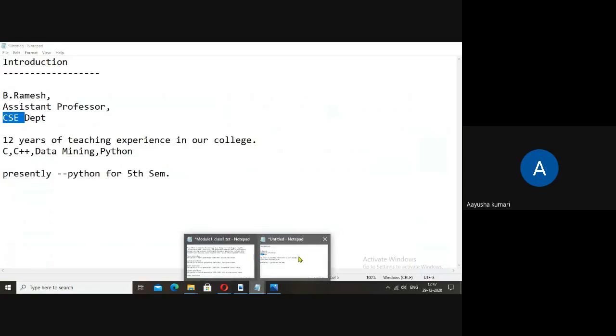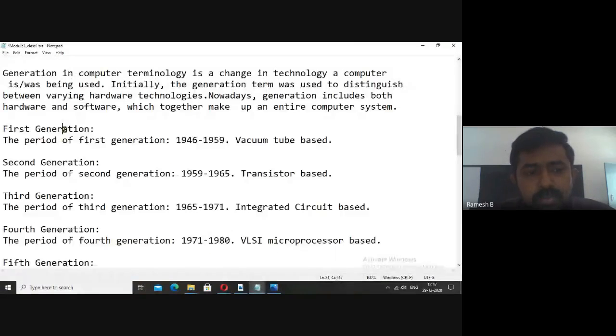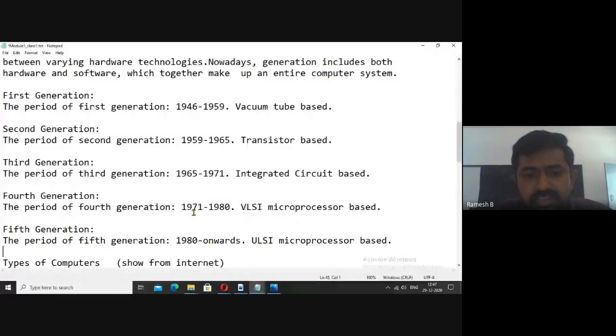Now, we had first generation computers, which were vacuum tube based. Second generation was transistor based. Third generation was integrated circuits. The next one was fourth generation computers, from 1971 to 1980, based on VLSI technology, a lot of chips in a single chip. Next, fifth generation is ULSI, ultra large scale, microprocessor based computers. Five generations.